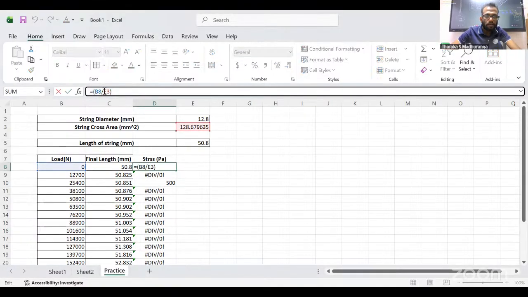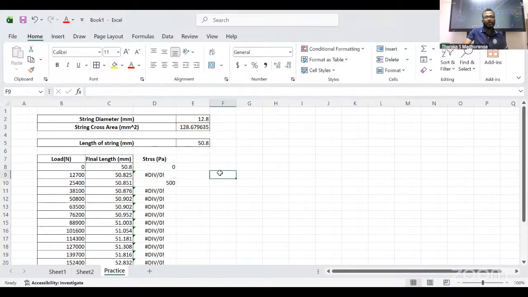Now, if you add a dollar mark, that means Shift 4, right? On the keyboard, dollar mark means Shift 4. If you type a dollar mark in front of the B, the column will be fixed. Add another dollar mark for the row as well. Then this value, it was red color, right? That was red color. Yeah, fix it now.